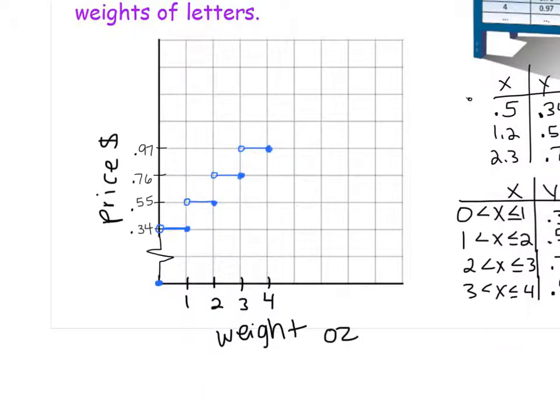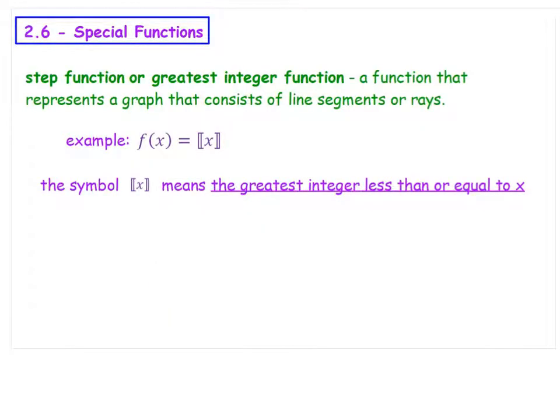So that is our step graph for that situation. That's one of our special functions, a step graph, and sometimes it can be written as a function, like an equation, and it's also called a greatest integer function. It is a function that represents a graph that consists of line segments or rays. So the one we just did was not a greatest integer function. It was more like a least integer function, but a greatest integer function looks like this.